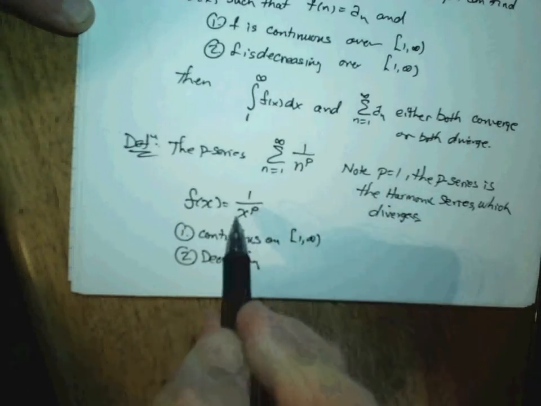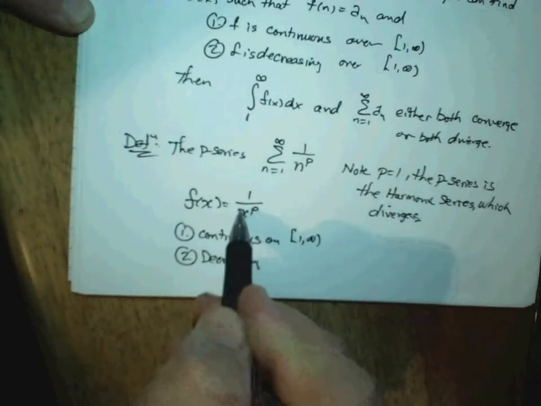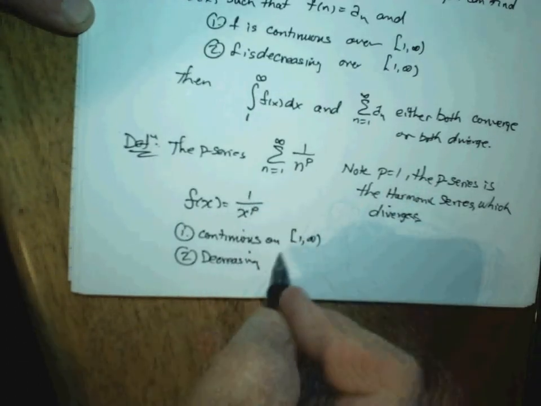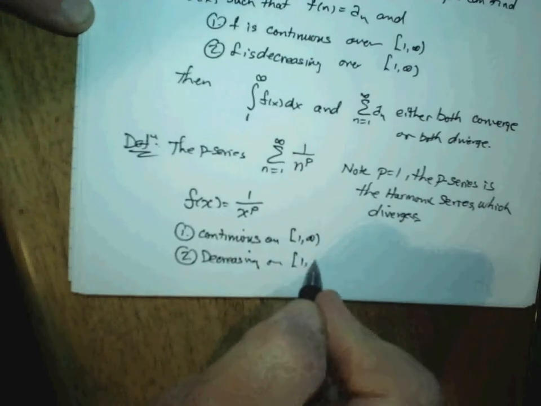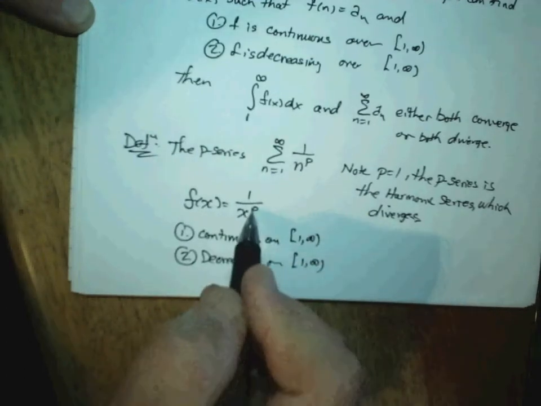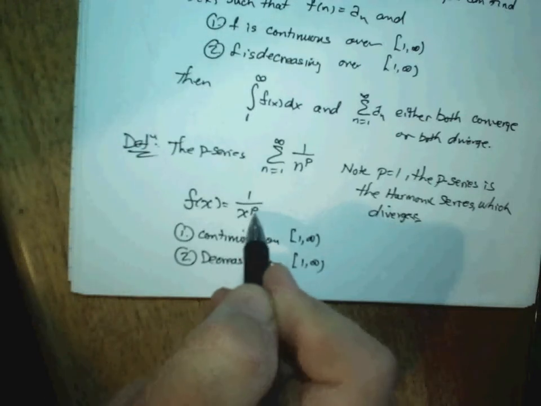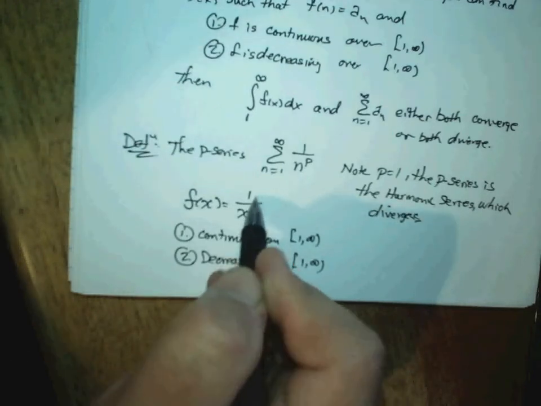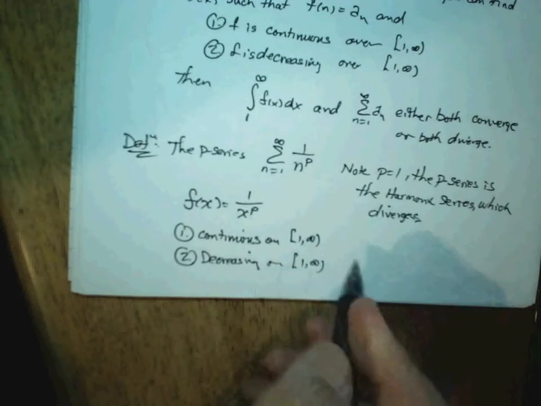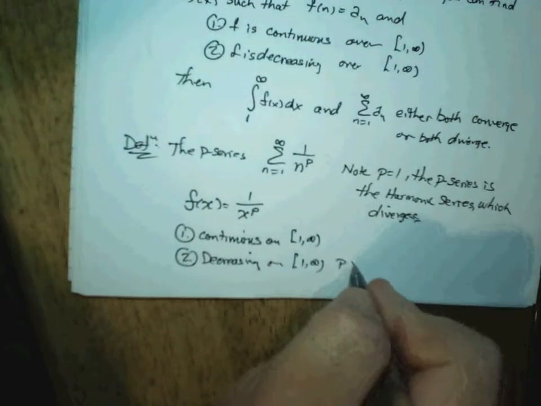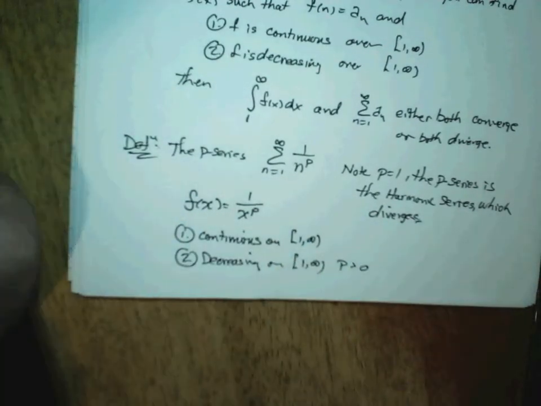It's very simple to see that as x gets larger and larger, this is going to be decreasing on the interval from 1 to infinity, of course, provided that p is a positive value. If p were negative, that would throw this up into the numerator, and this would not be decreasing. So that's true for p positive.